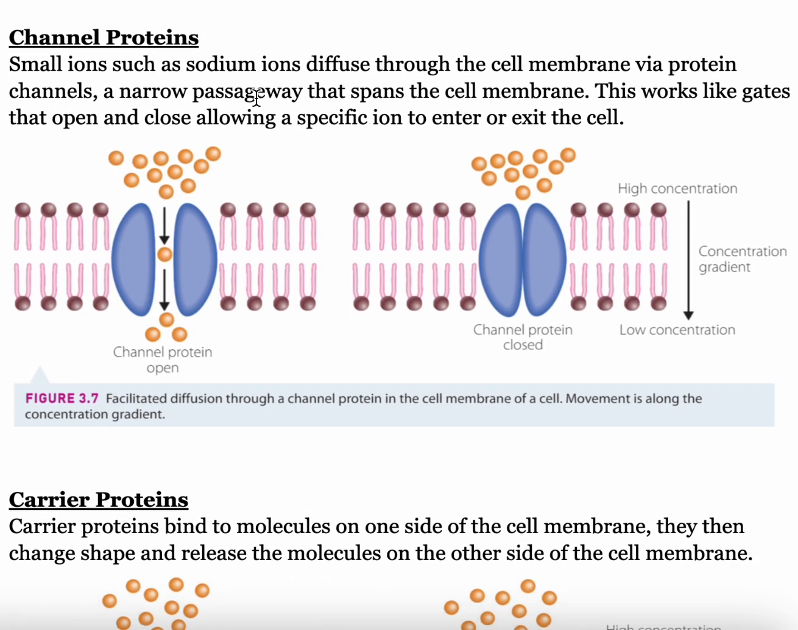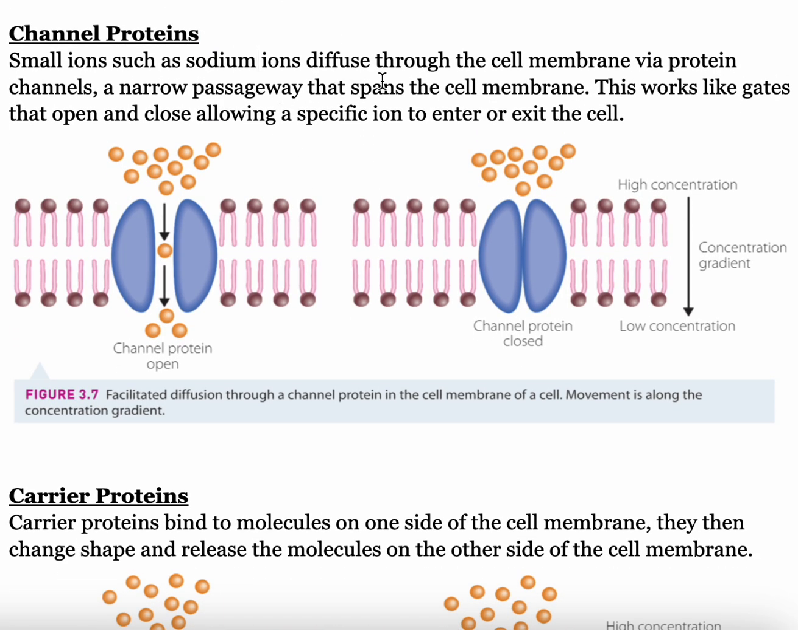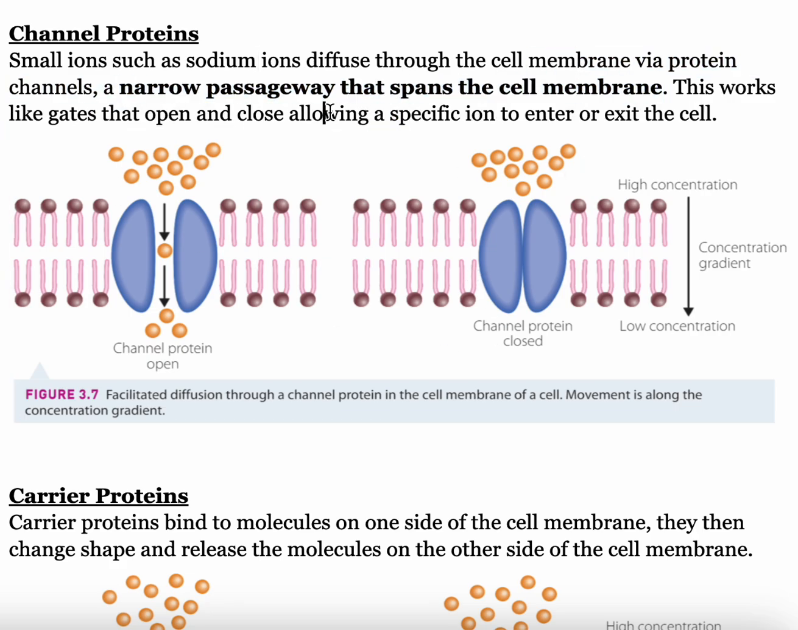Channel proteins. Small ions such as sodium ions will diffuse through the cell membrane via protein channels like this, a narrow passageway that spans the cell membrane. This works like gates that open and close.